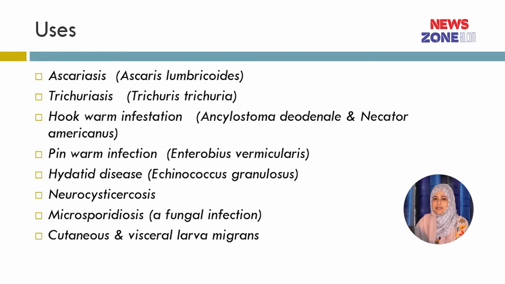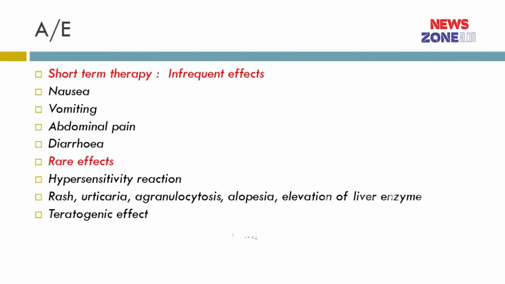What are the uses of albendazole? The uses of albendazole are ascariasis, trichuriasis, hookworm infestation, pinworm infection, hydatid disease, neurocysticercosis, and cutaneous and visceral larva migrans. What are the adverse effects of albendazole?